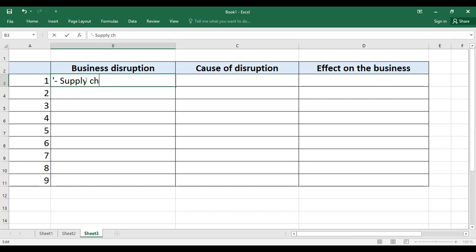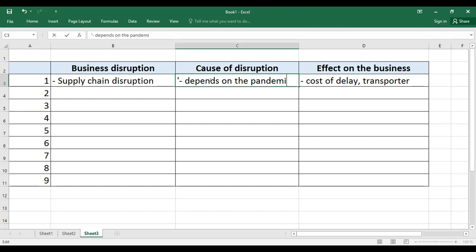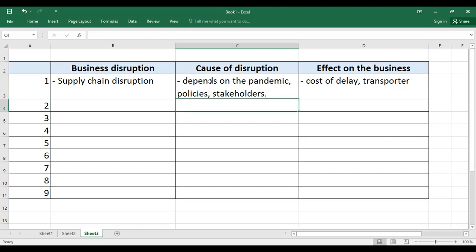Very good. Because of course, it's the effects of many external things, but supply chain is really important for the airline industry as well. It has been disrupted, for example, the effects will cause delays in goods and this will increase the cost of the transporter. The cost will depend on the pandemic, the policy, the kind of cost as well, and the stakeholders, for example. Any other examples of cause in the supply chain?